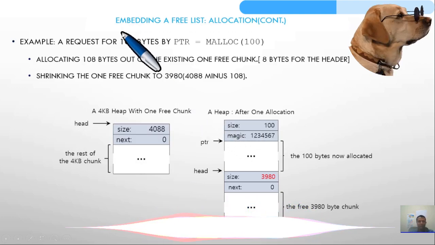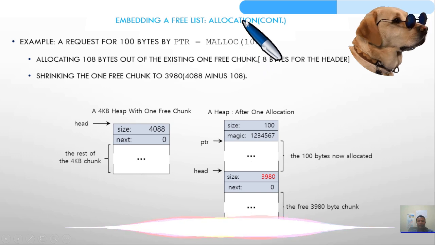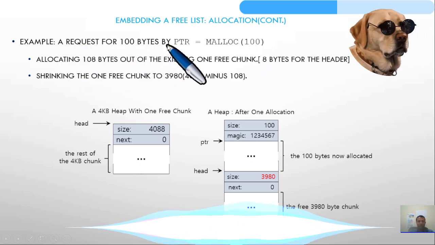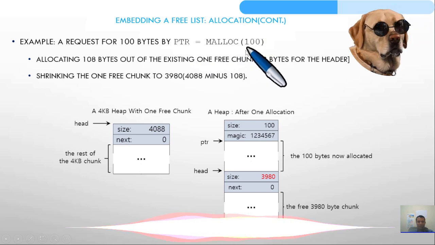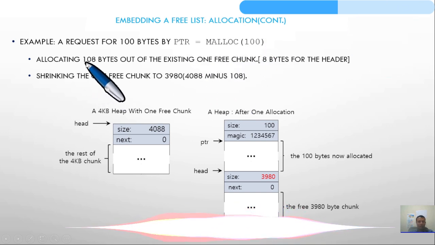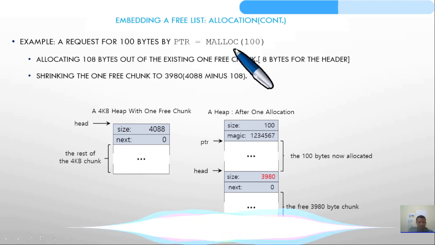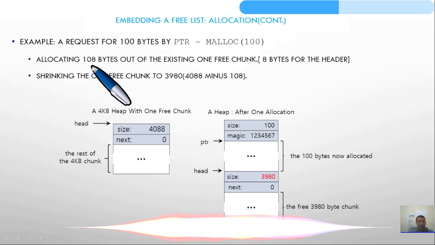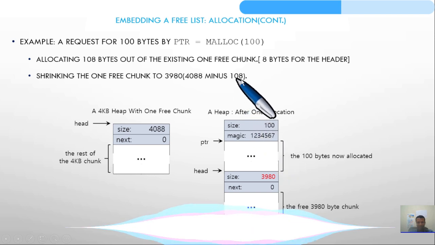So let's see an example of embedding a free list allocation. A request for 100 bytes by pointer, malloc(100), was requested. So we allocate 108 bytes: don't forget 100 is for the request and 8 is for the header. Out of the existing one free chunk, we allocate 108 bytes, 8 bytes for the header. So we are shrinking the free chunk to 3980, because we have 4088 minus the request of 100 and the header of 8, minus 108.